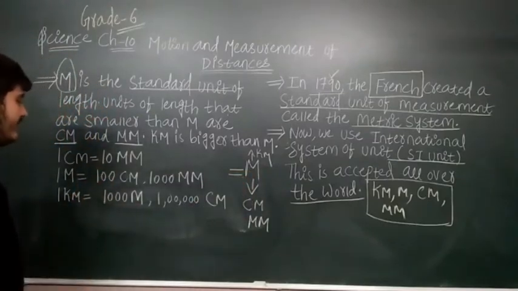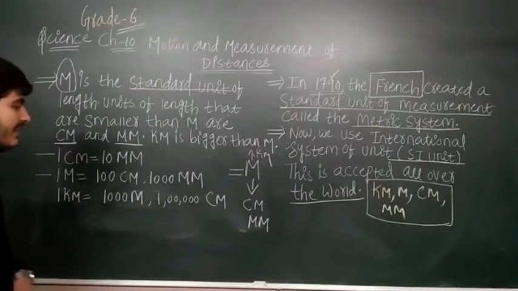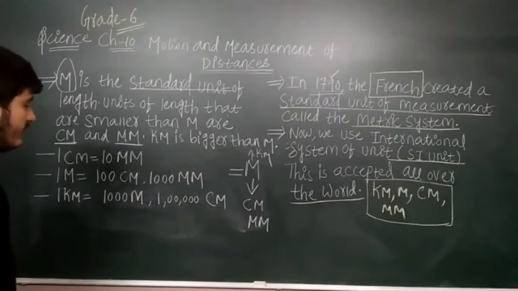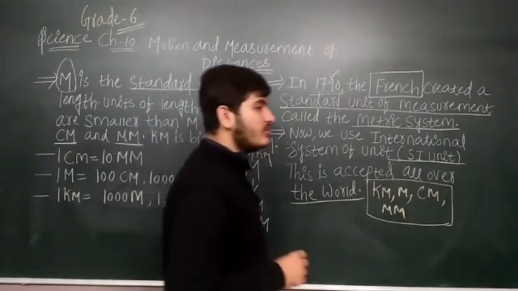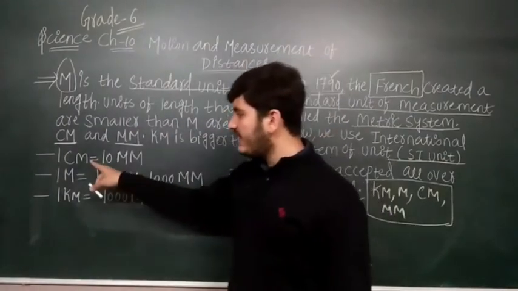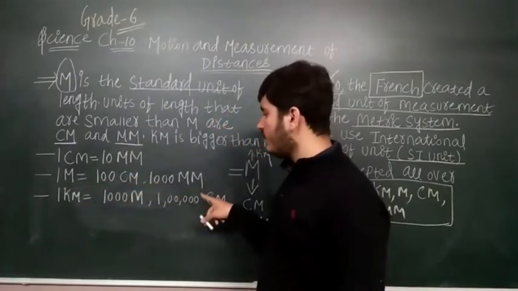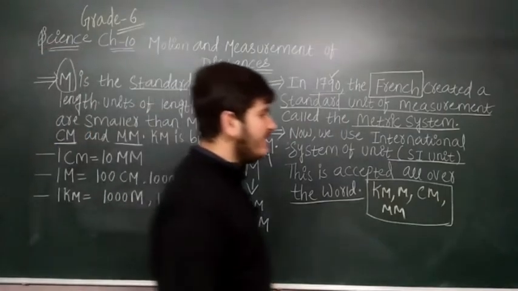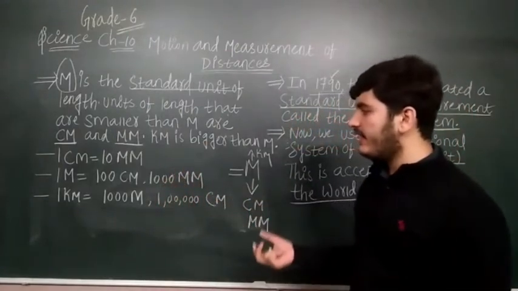Now see the relation between these. 1 centimeter equals 10 millimeter, 1 meter equals 100 centimeter or 1000 millimeter, 1 kilometer equals 1000 meter or 1 lakh centimeter. This is the relation that you have to learn very properly, because questions on it are also there in the workbook. So these are the relations between centimeter, meter and kilometer.